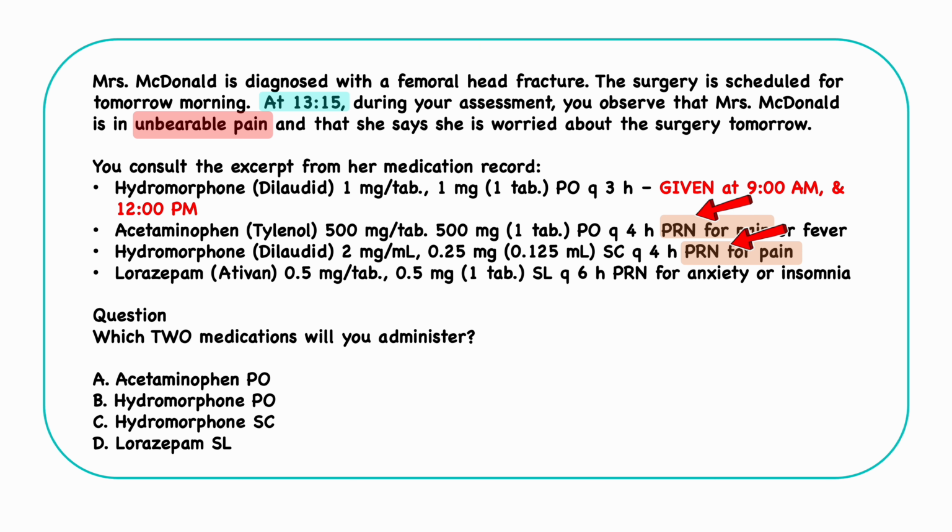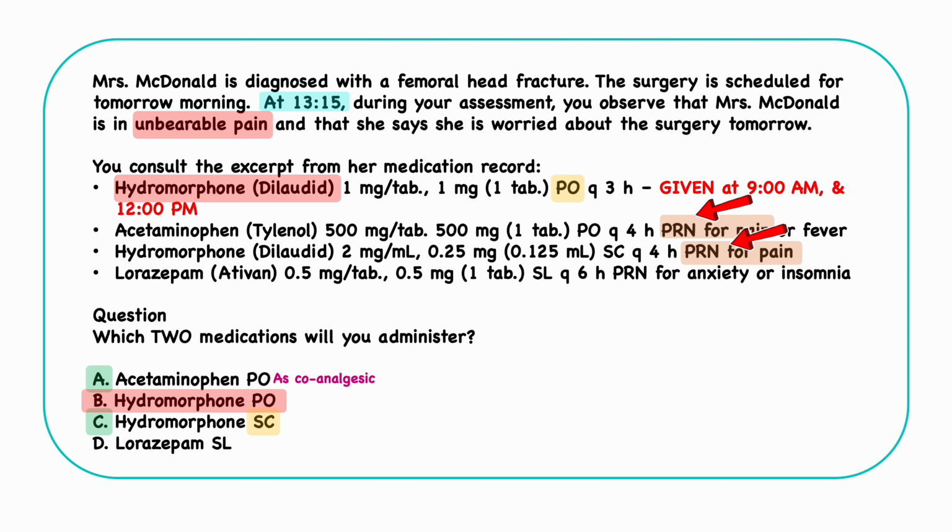McDonald's pain is unbearable despite the regular administration of hydromorphone. She can be given a PRN analgesic subcutaneously, and the acetaminophen is indicated for use as a co-analgesic with opioid analgesics. Now, let's evaluate incorrect options.